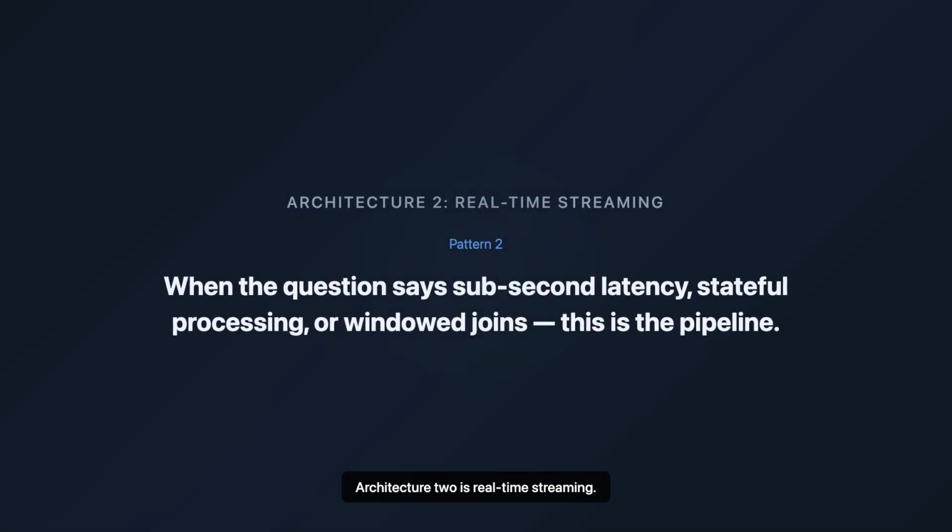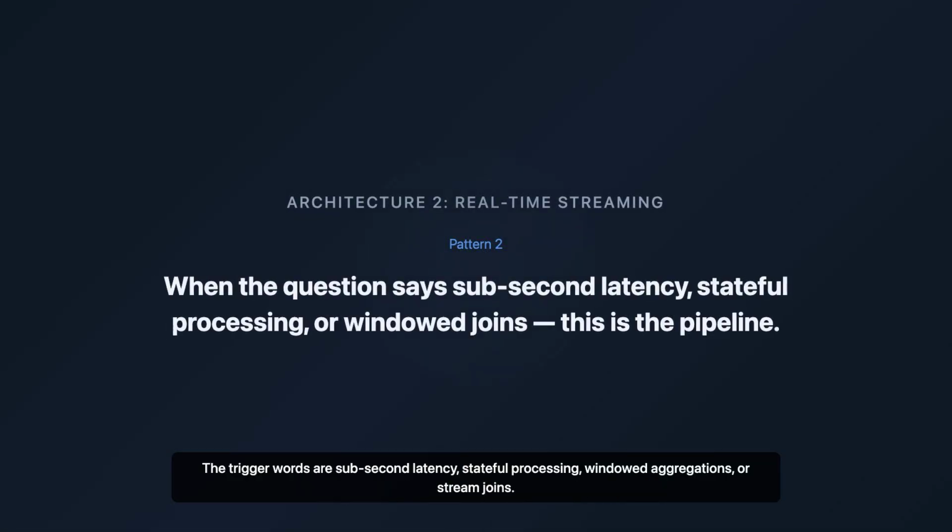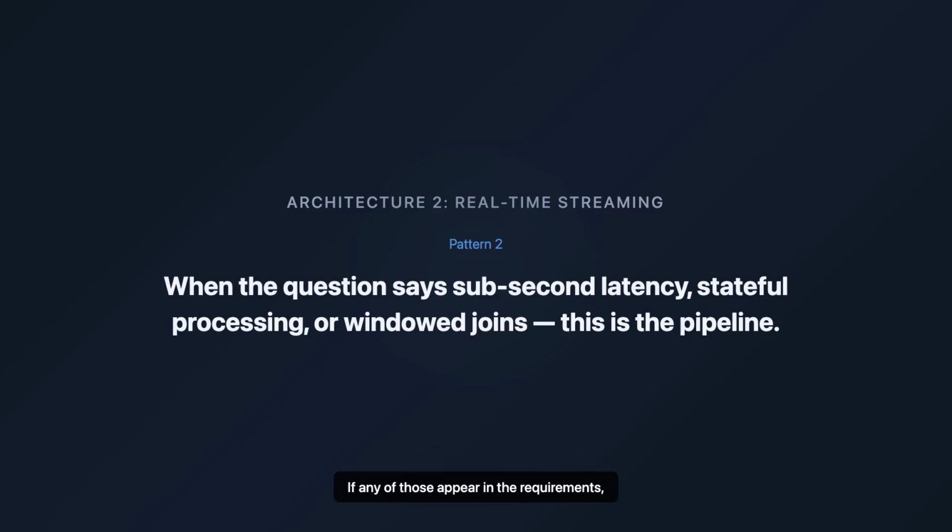Architecture 2 is real-time streaming. The trigger words are sub-second latency, stateful processing, windowed aggregations, or stream joins. If any of those appear in the requirements, the answer involves Kinesis Data Streams and managed service for Apache Flink. This is the heaviest pipeline of the 5, so the question has to justify the weight.